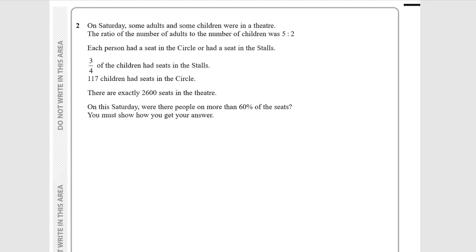Question 2. It says, on Saturday, some adults and some children were in a theatre. The ratio of the number of adults to the number of children was 5 to 2. Each person had a seat in the circle or in the stalls. 3 out of 4 of the children had seats in the stalls. 117 children had seats in the circle. There are exactly 2,600 seats in the theatre.